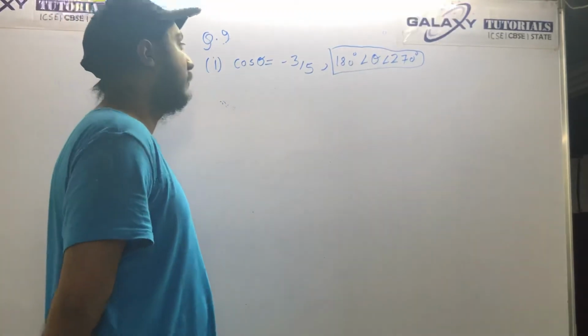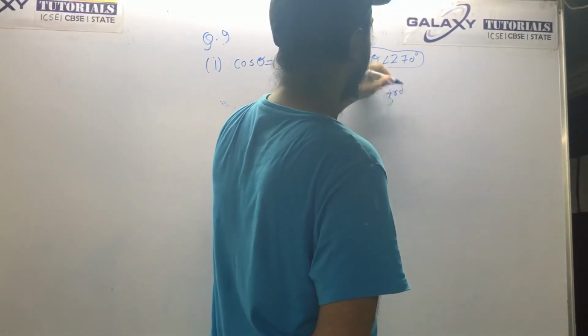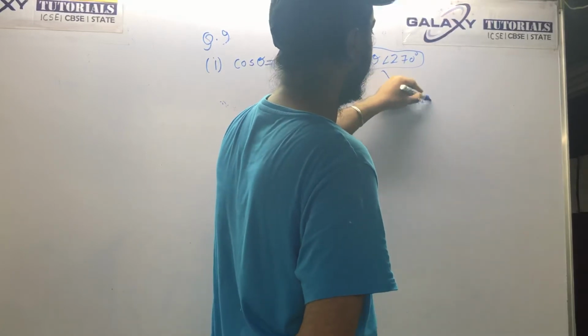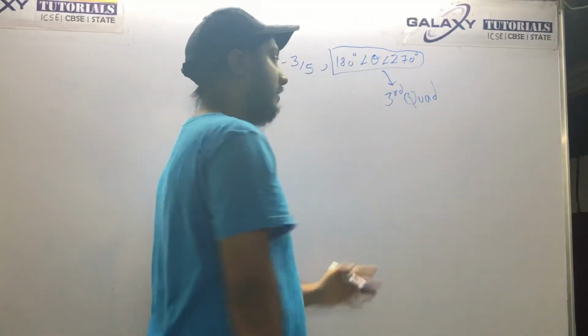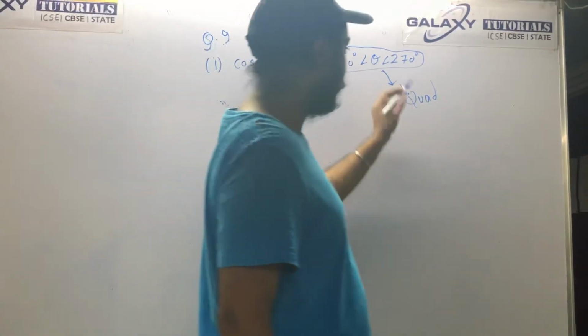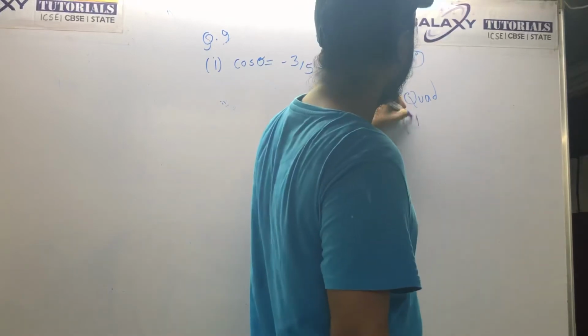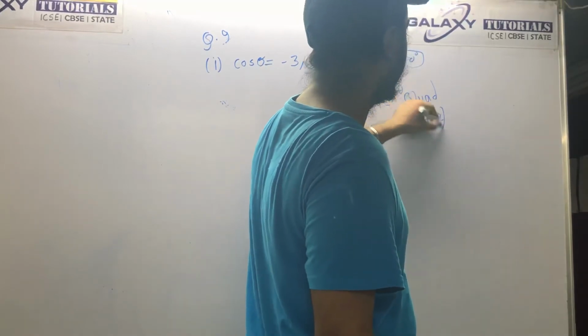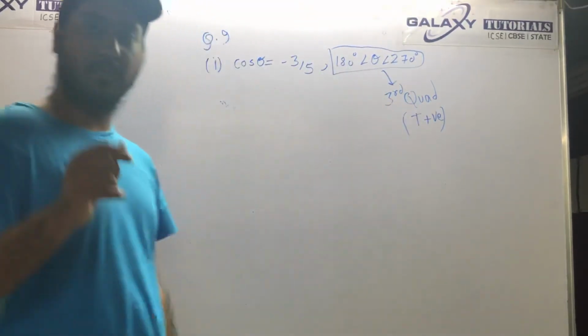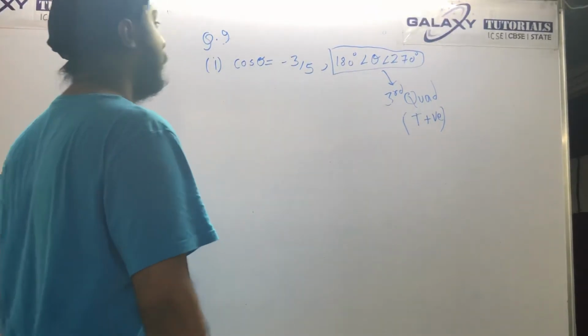Okay, now I will write here. Do it the way I am showing in your exams. Write the quadrant first. That is the most important thing. And after that, just write what is positive in the third quadrant: tan. So write T positive. Just write this and the question is done. That's all. Now you know the value of cos theta, that is minus 3 by 5.